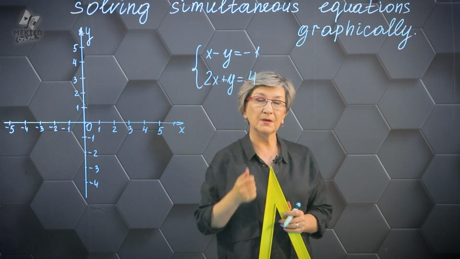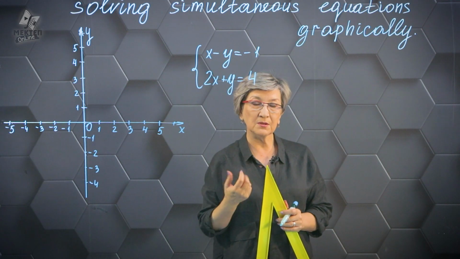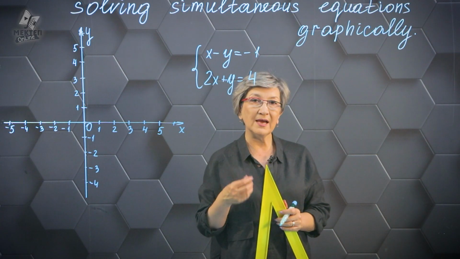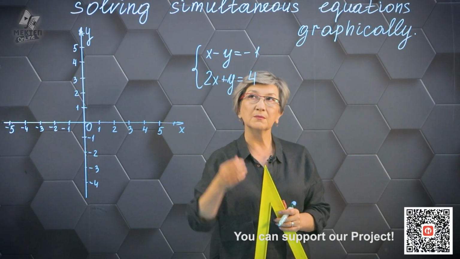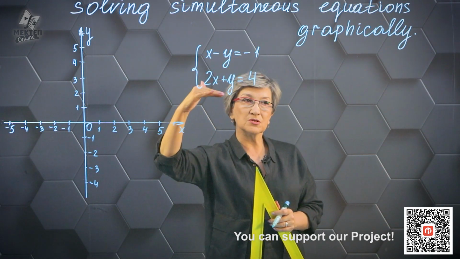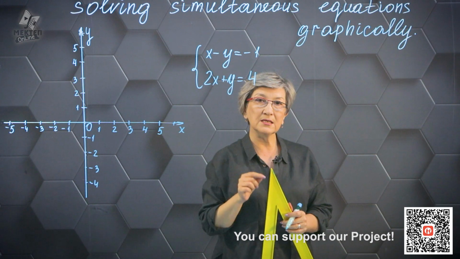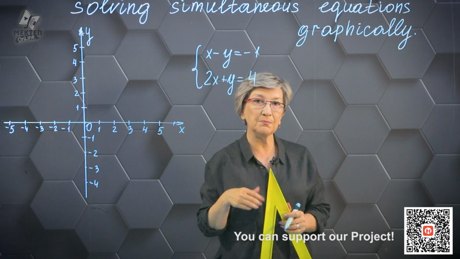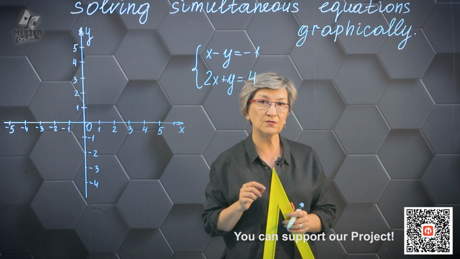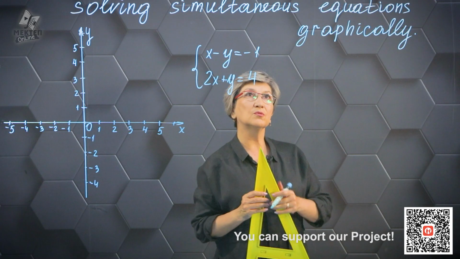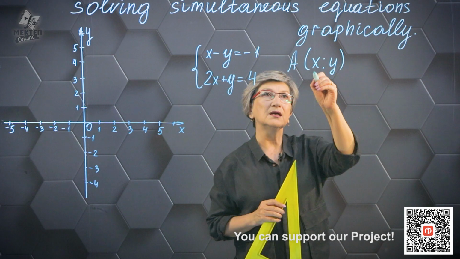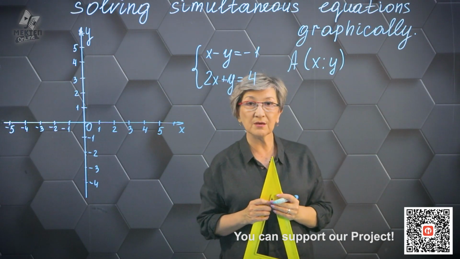If we see a linear equation with two variables, we mentioned that the graph of a linear equation with two variables is simply a line. Therefore, we can draw the graph of the first equation. Next, we will create the graph of the second equation and identify where these equations intersect. The coordinates of this point will serve as the solution to our equation. Therefore, we will identify a point A, which has coordinates x and y. And these values will be the solution to our equation.